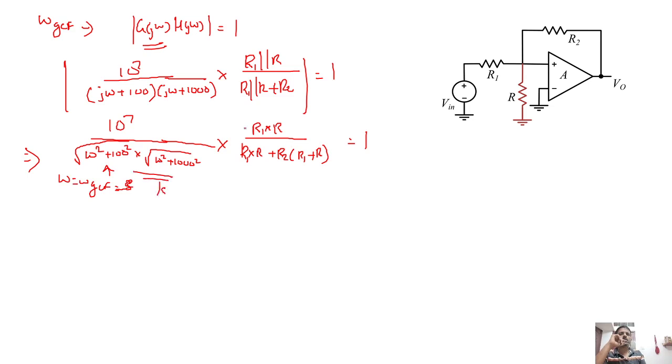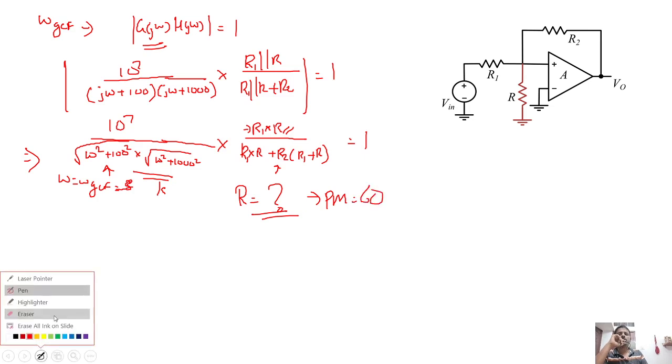I know the value of R1, I know the value of R2, and we just need to find the value of R. That is a simple computation. You just substitute these values, cross multiply, and you can find the value of R. So that is the value of R at which we can have the phase margin at 60 degrees. We'll see that solution.